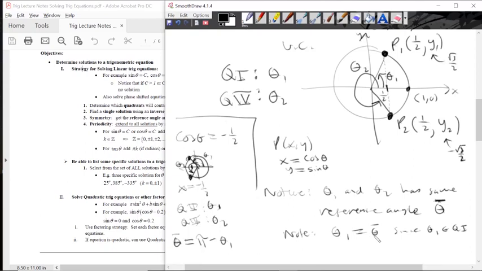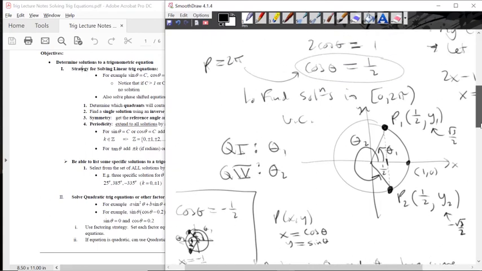Right? Just in this case over here, for the equation that we've been working on, we already had a solution that was in quadrant 1 and was already positive, so we already had the reference angle from that solution. Okay. All right, now what is the value of theta 1?